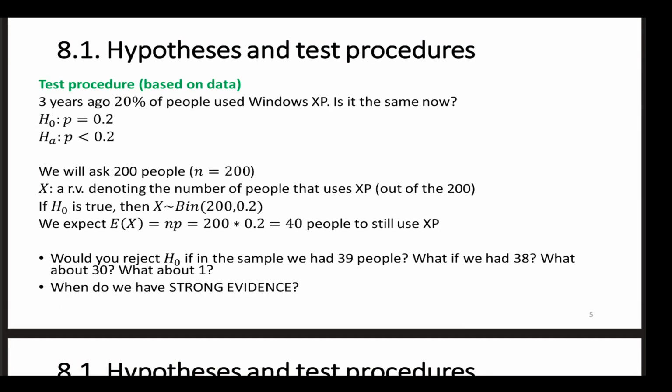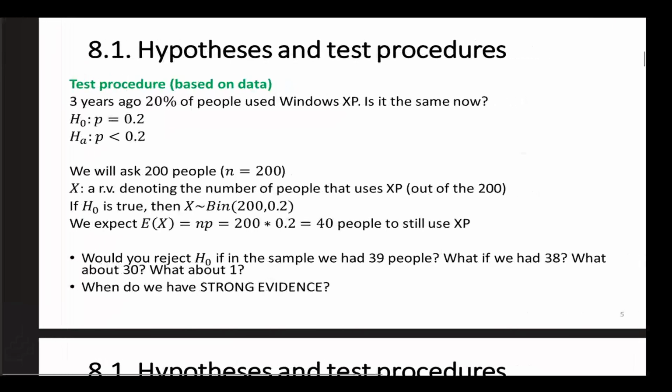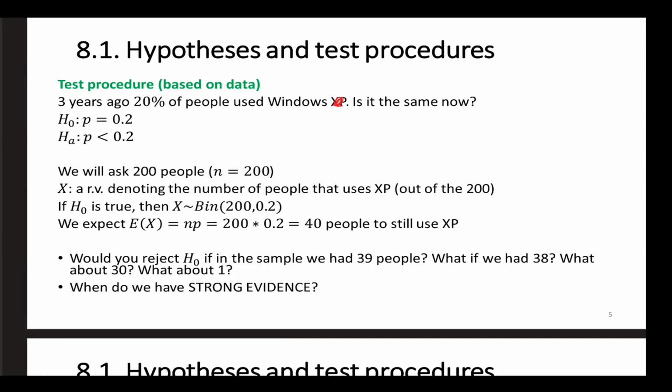So let's look at this. Test procedure based on data. 3 years ago, 20% of people used Windows XP. That's not true, is it? Hopefully not. See, 3 years ago, people were still using like Windows 10. So let's change this to Windows 10. Well, we'll say Windows 7. 3 years ago, well, yeah, that makes sense. 3 years ago, 20% of people still used Windows 7. Is it the same now?